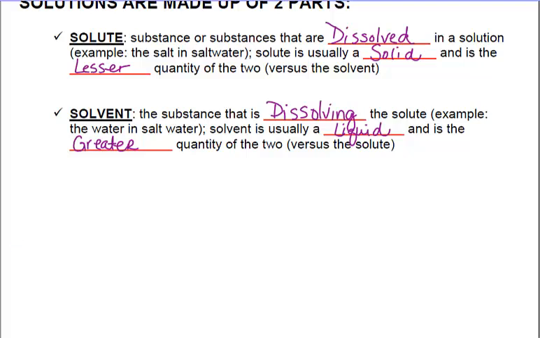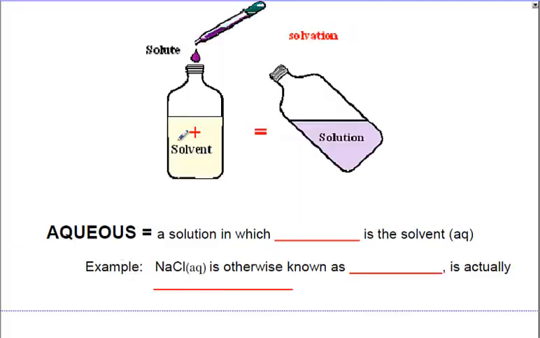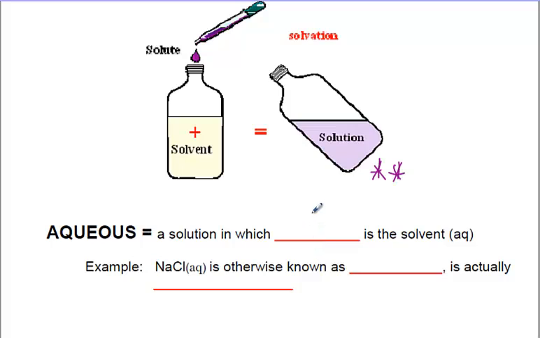Okay, so let's look at a little diagram here. So here's your solvent, lots of water, let's say, and then your solute, maybe one drop of your solute, and that's called a solvation. So it's a solution now. Okay, and we take the solute and put that into your solvent, and you get a solution. Yay.